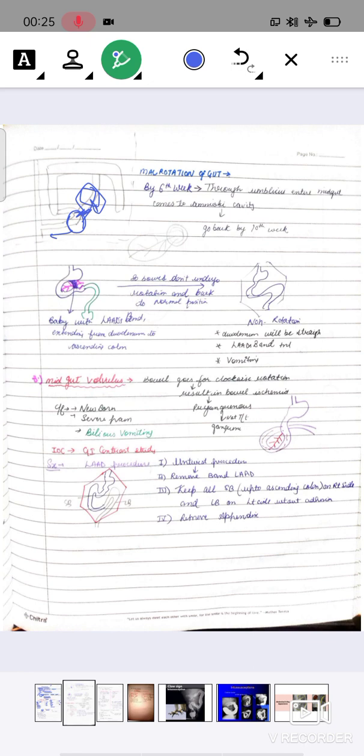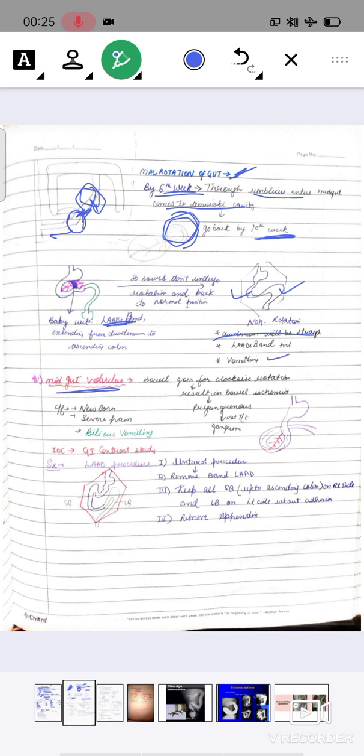The other case is malrotation of gut. By the 6th week the midgut comes out from the umbilicus into the amniotic cavity, and by the 10th week it goes back inside. But if there is a Ladd's band, it will not allow its proper rotation. That is why the duodenum will be straight and on the right side, whereas the large bowel will be on the left side, and this will cause vomiting.